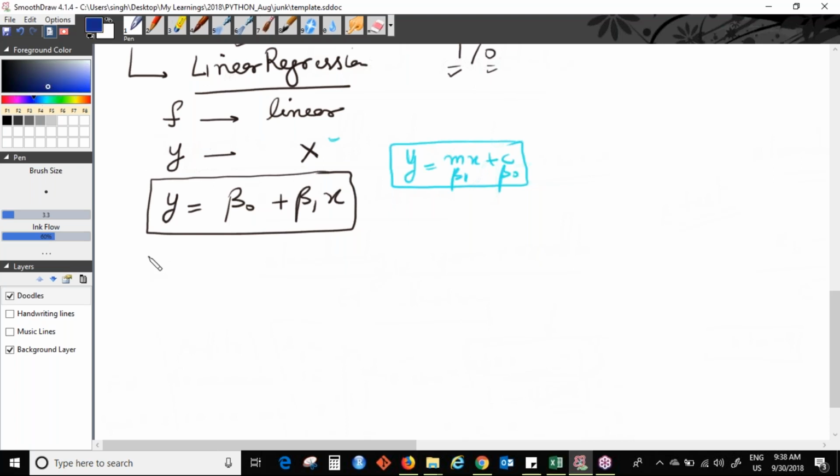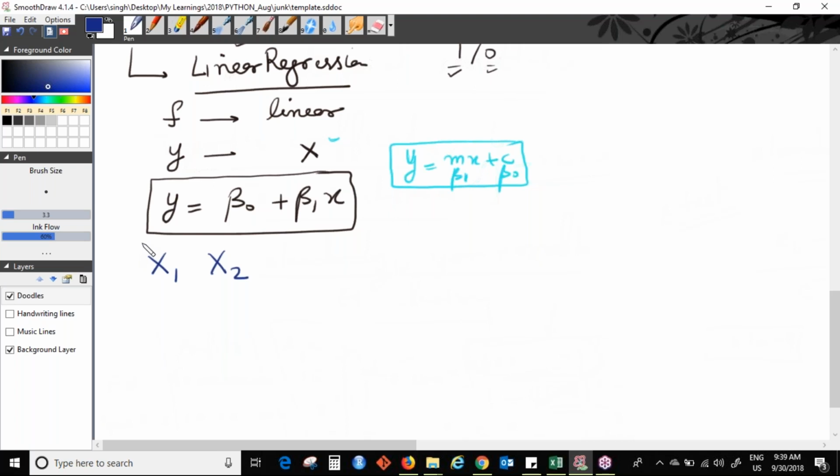Now what happens if I have multiple independent variables? Let's say I have x1 and x2. I have two independent variables now. Because my output may depend not just on one variable, right? It may depend on many other variables also. So the sales of a company will not just depend on the marketing budget of the company. It may depend on several other factors. So let's say it depends on two factors, x1 and x2.